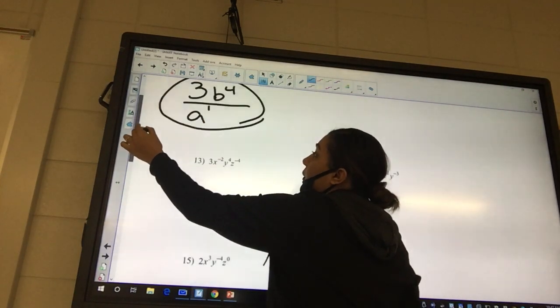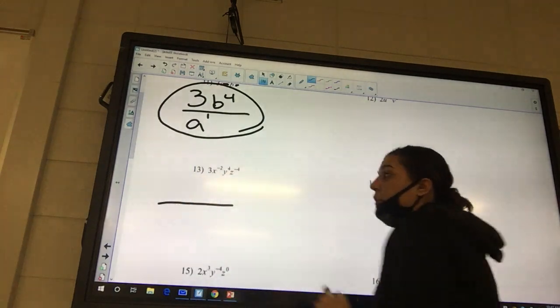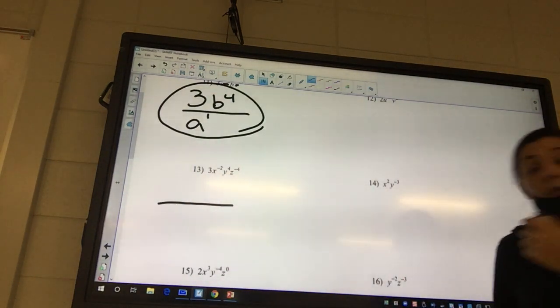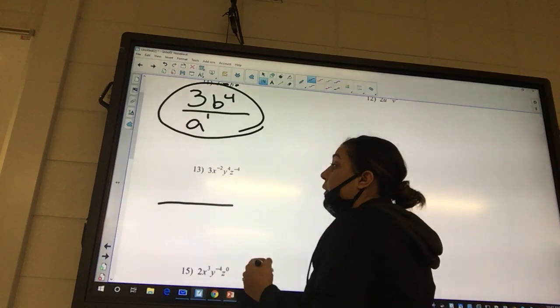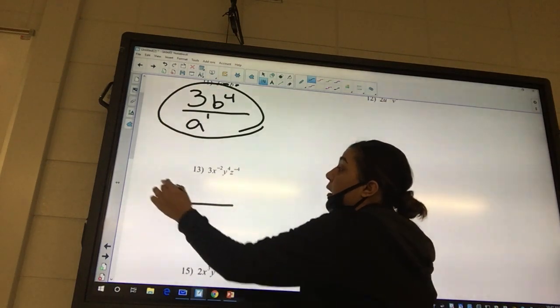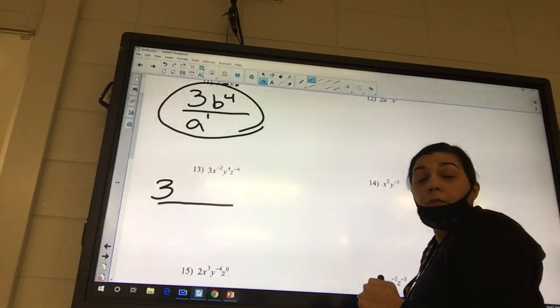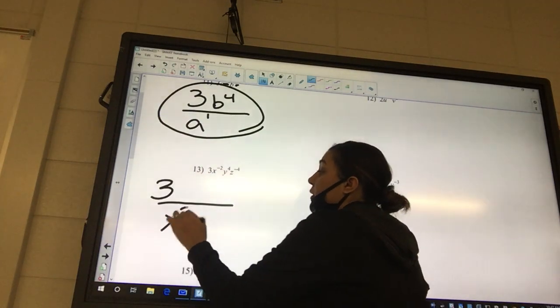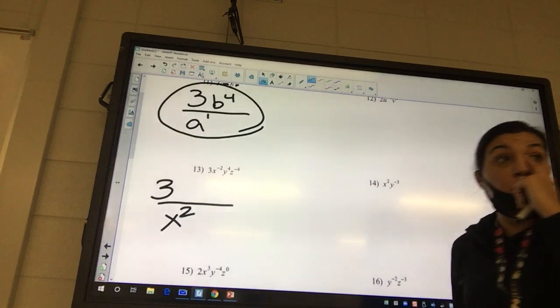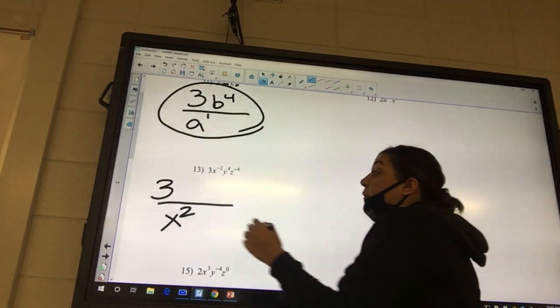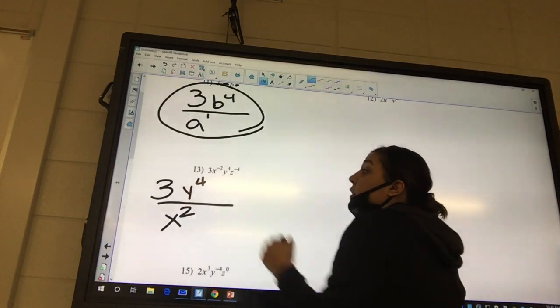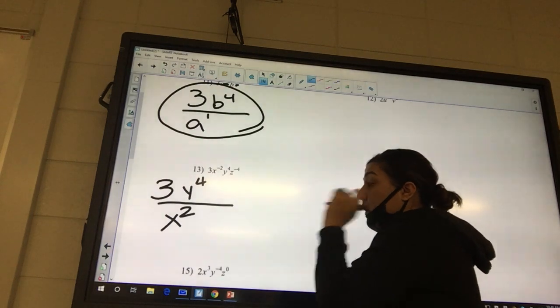Okay, Mr. Moss, what about this 3? The big 3. On top. X to the negative 2. Bottom, so it's going to be x to the 2. Y to the 4. On top. Z to the negative 4. Bottom.